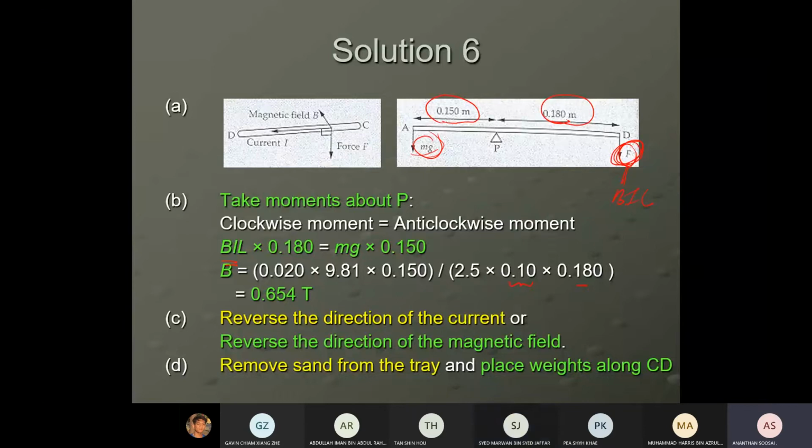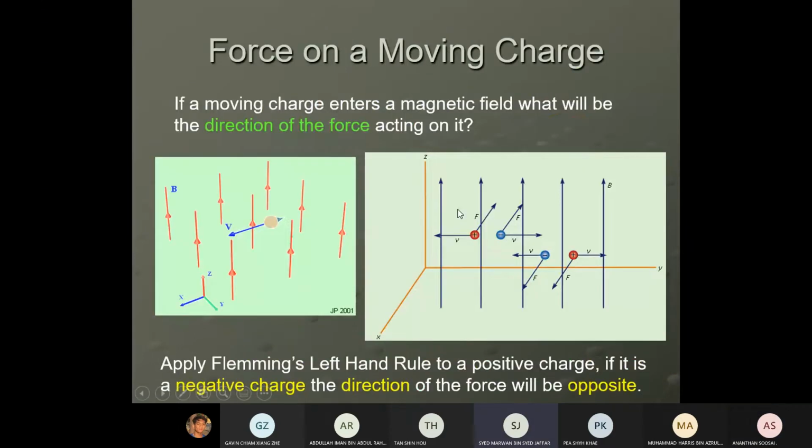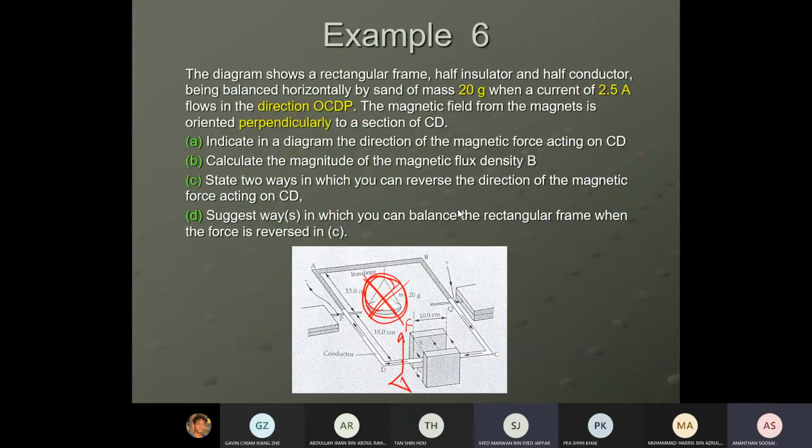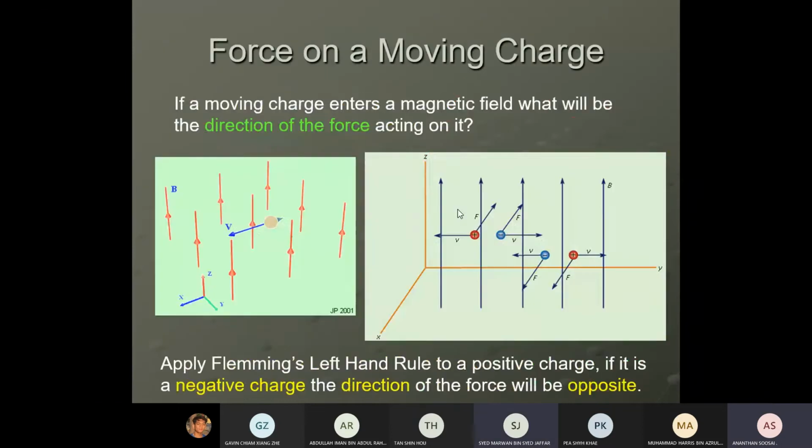So that's the technique you have to use. Okay. So that's your current balance. We are moving forward. Next, we're going to talk about force on a moving charge. Another subtopic. So you see this first diagram.